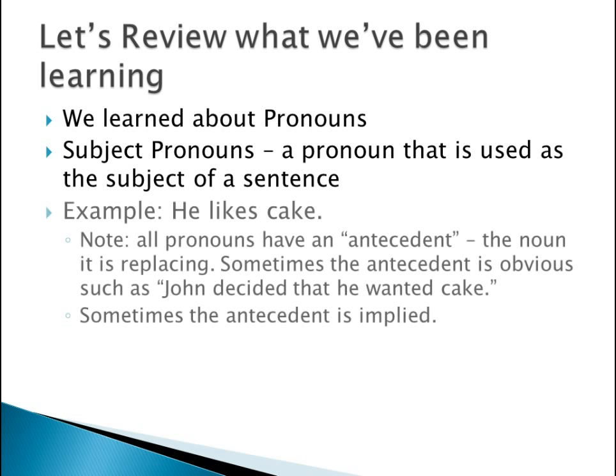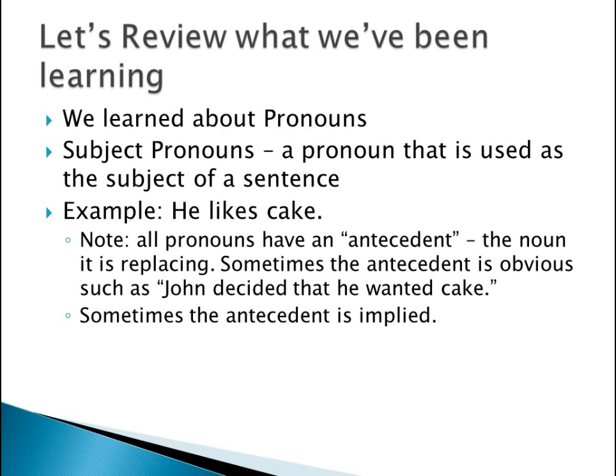Here's an example sentence. He likes cake. He is performing the action, so he is the subject. And it's taking the subject form of the pronoun. Now here's an important concept you need to know. I will be quizzing you on this, so you need to know this. I may not be asking you the term, but the idea and the concept I need you to know.